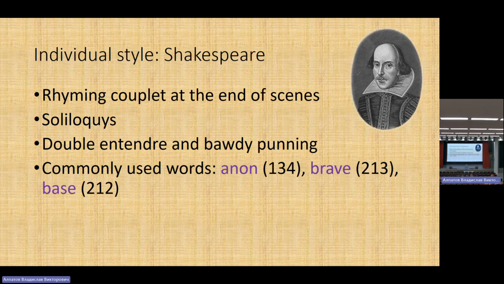Soliloquies. Soliloquy is a learned word for a monologue, right? A soliloquy is a monologue in plays. So Hamlet's soliloquy, to be or not to be, right? All the world's a stage. All these are soliloquies. Shakespeare liked soliloquies.